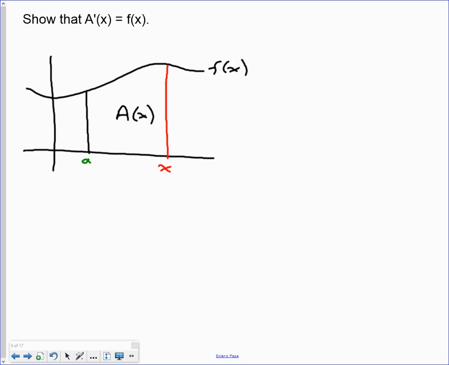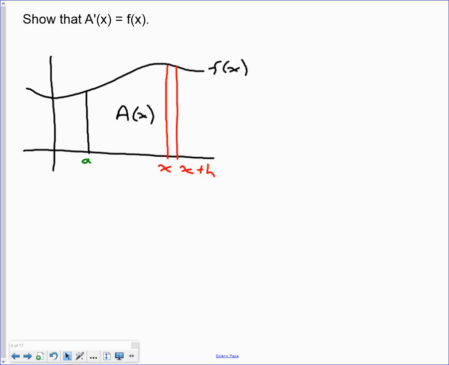Okay, so we've got our function here. We've got our starting point a, which is not going to change. We've got our endpoint x. And what we're going to do is investigate what happens if we move that x value by just a tiny, tiny, tiny little bit. Okay, so I'm going to move it just over here like this, from x to x plus h, because we use h to represent just a tiny little change in something, right?